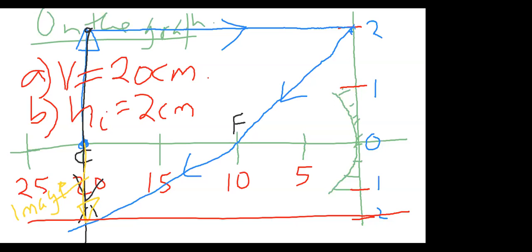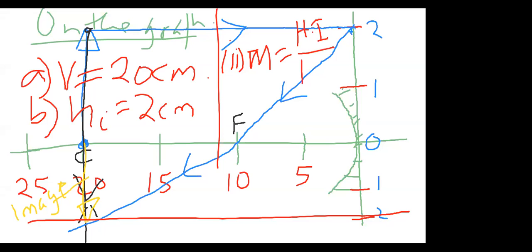Okay, so the last part wanted us to tell the magnification. By definition, magnification is equal to image height, let me use letters, height of the image over the height of the object. So which is the same as 2 divided by 2, you get your answer as 1. So that is the magnification.